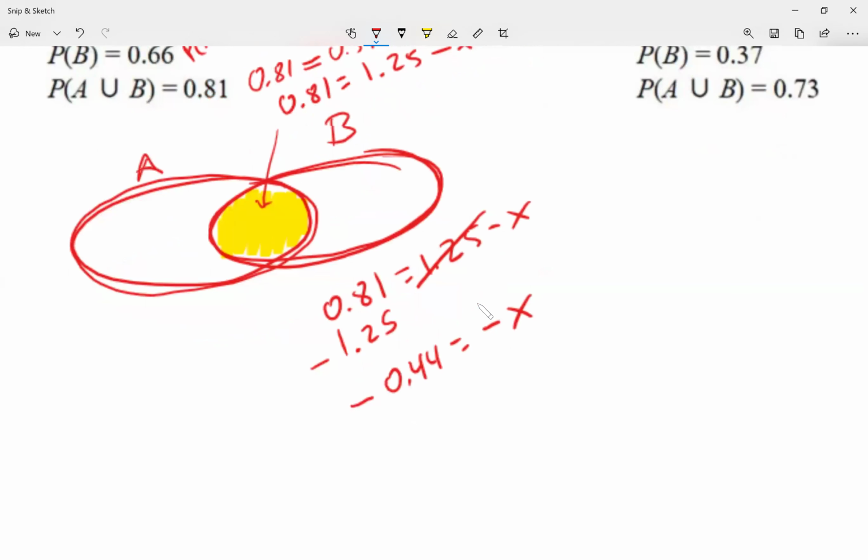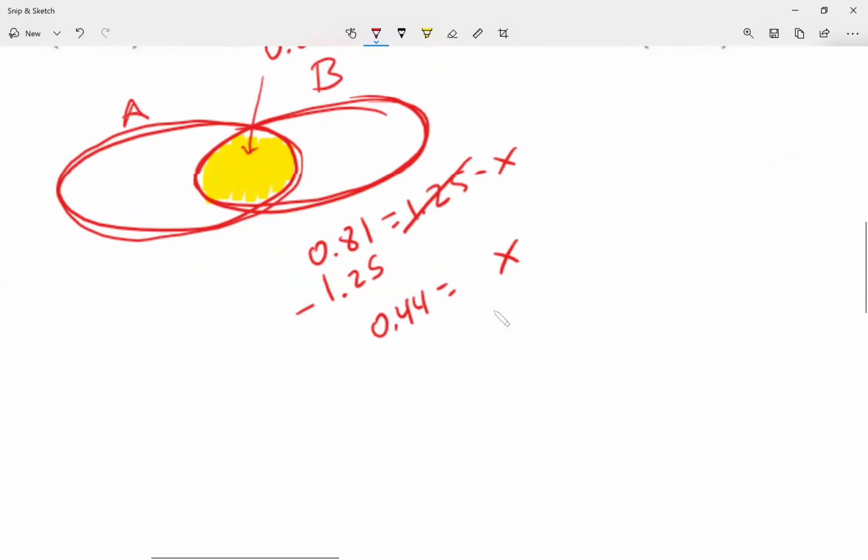Well, they're both negatives, right? Could I just ignore the negatives? Mathematically speaking, multiply everything by negative 1. So basically, the negative signs become positive signs. There you go. X is equal to 0.44, and that will be my answer, 0.44. Pretty cool.